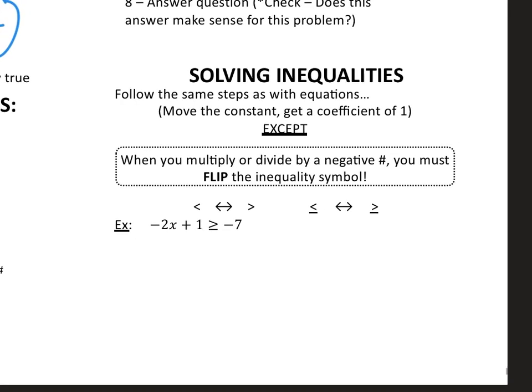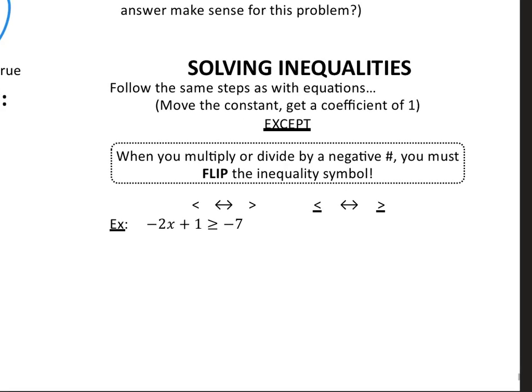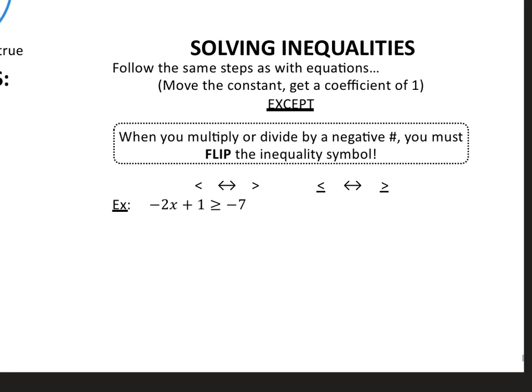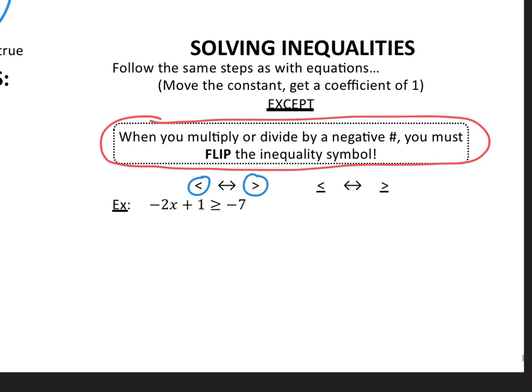Last, we're going to look at how to solve inequalities. To solve inequalities, you follow the same steps as with equations. You always want to move the constant and then get a coefficient of 1 for the variable that you're solving for. The only exception, and this is a big deal, so I'm going to circle this in red here, is you want to remember that when you multiply or divide by a negative number, you must flip the inequality symbol. So if you started with a less than, you're going to flip it to a greater than, or vice versa. If you start with a less than or equal to, you're going to flip it to a greater than or equal to. So let's do an example.